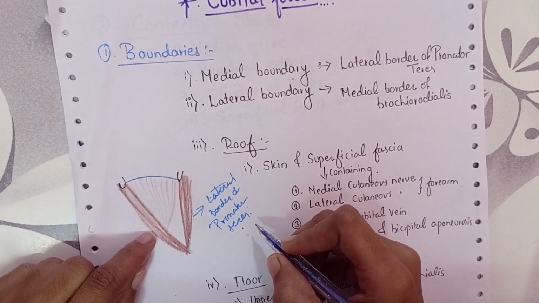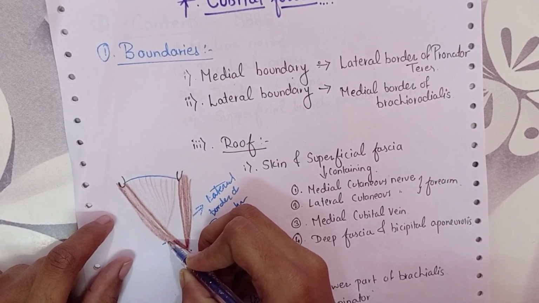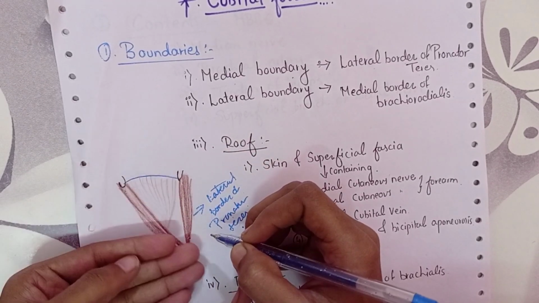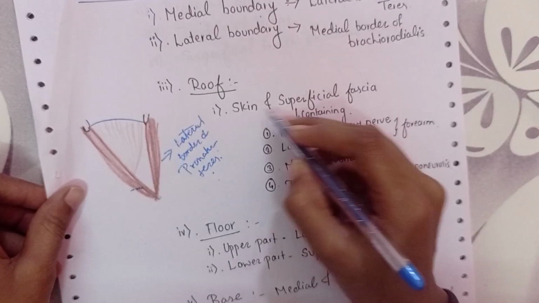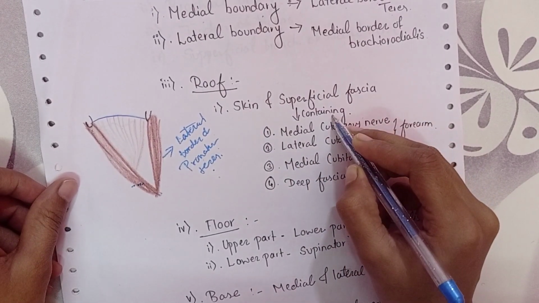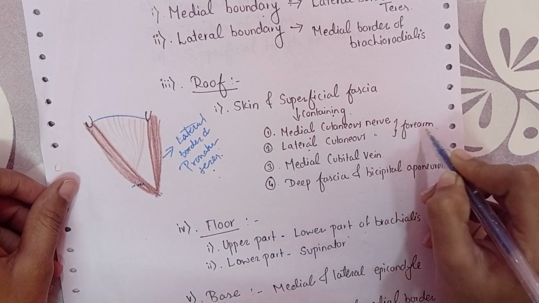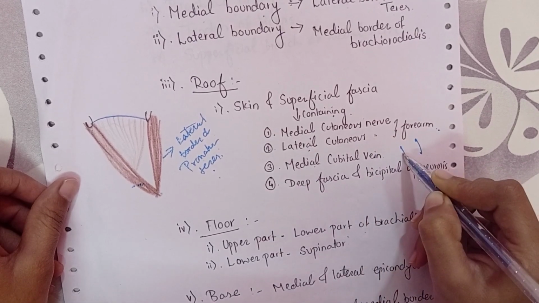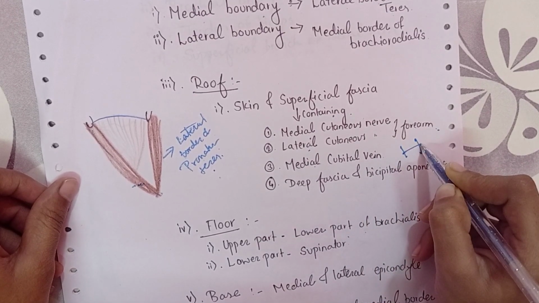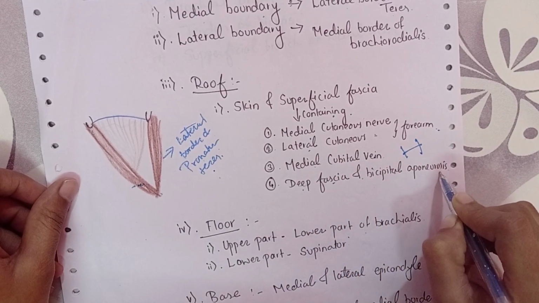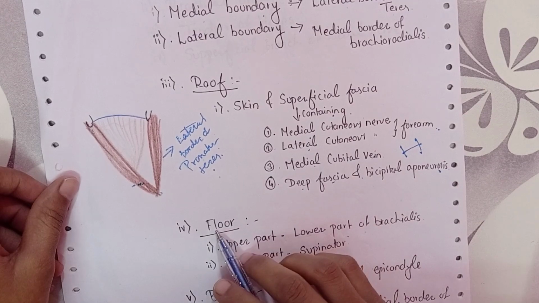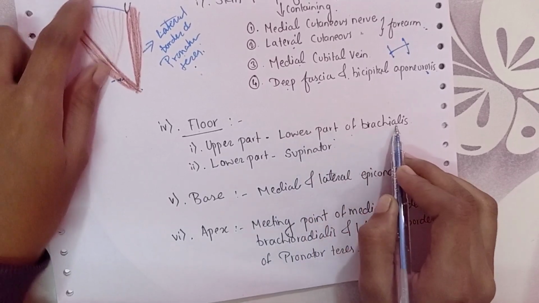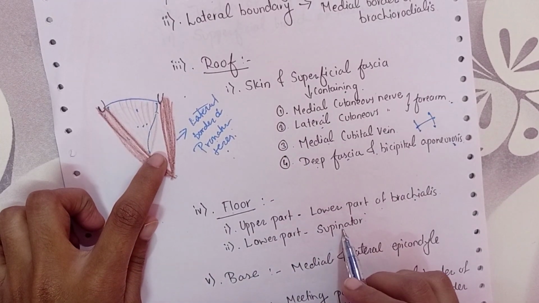The lateral border is bounded by the medial border of the brachioradialis. The roof of the cubital fossa is by the skin and the superficial fascia, which contain the medial and lateral cutaneous nerve of the forearm, the median cubital vein, which is joined by the cephalic vein and the basilic vein, and the deep fascia and the bicipital aponeurosis. The floor, its upper part is by the lower part of the brachialis, and its lower part is by the supinator muscle.